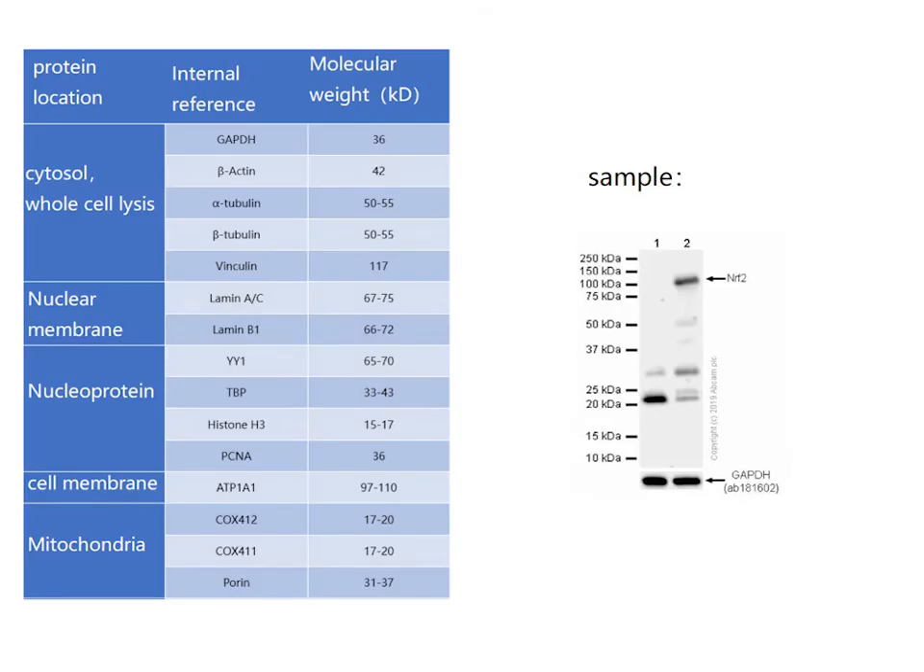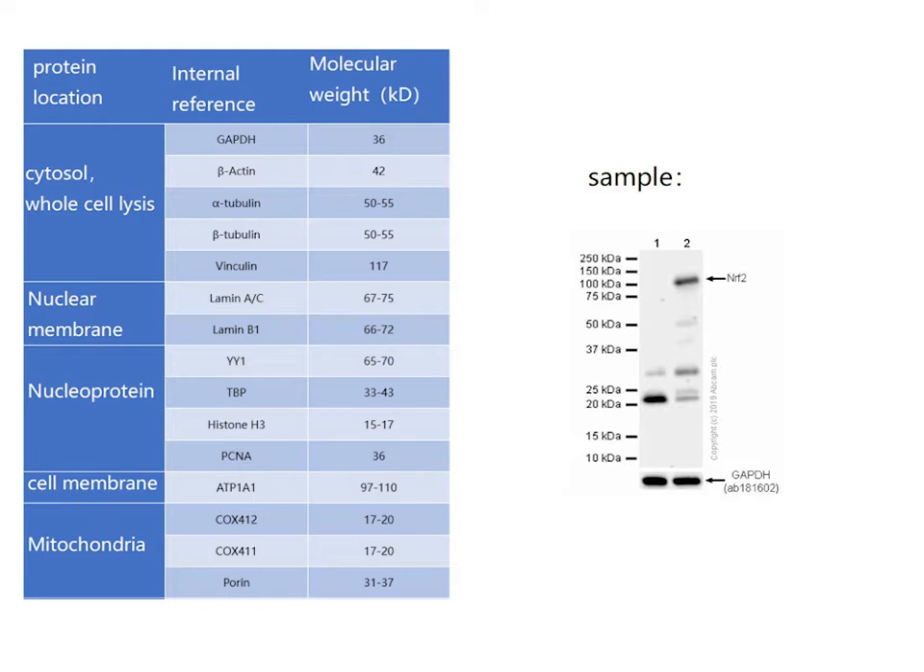We use different internal reference controls according to the location of the proteins we'd like to detect. Don't choose an internal reference control similar to the molecular weight of your target protein. The reference protein is often an important enzyme or cytoskeleton. For example, GAPDH is a key enzyme for glycolysis, so it cannot be used during diabetes or hypoxia.